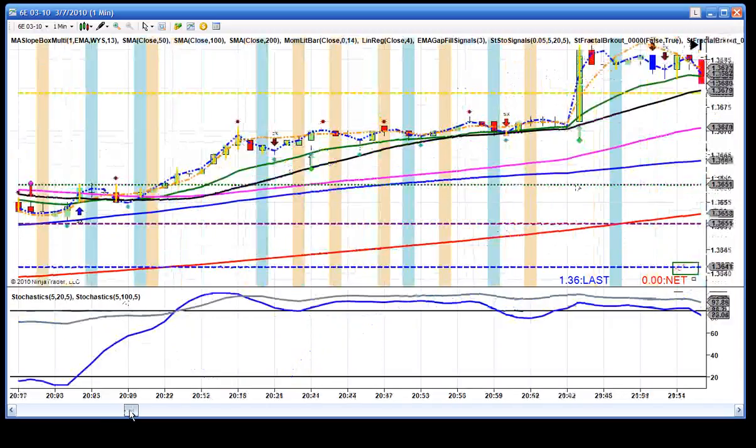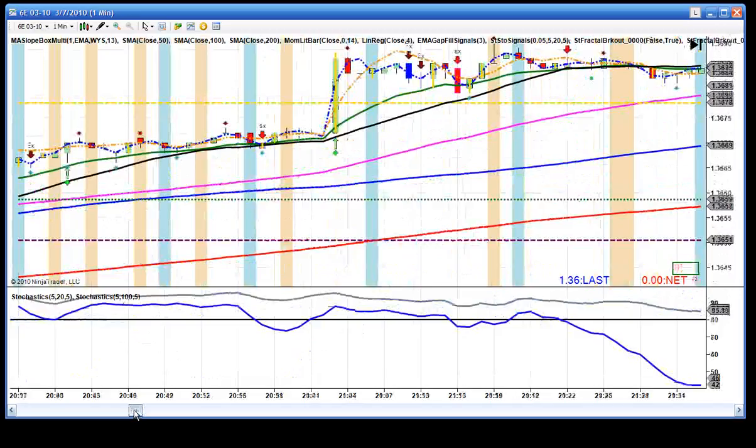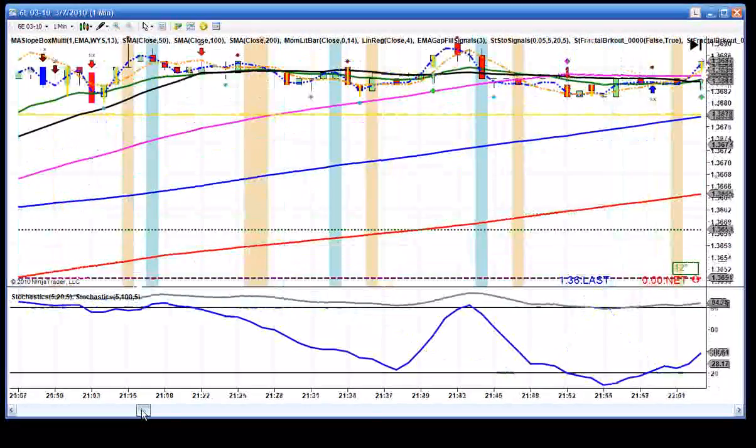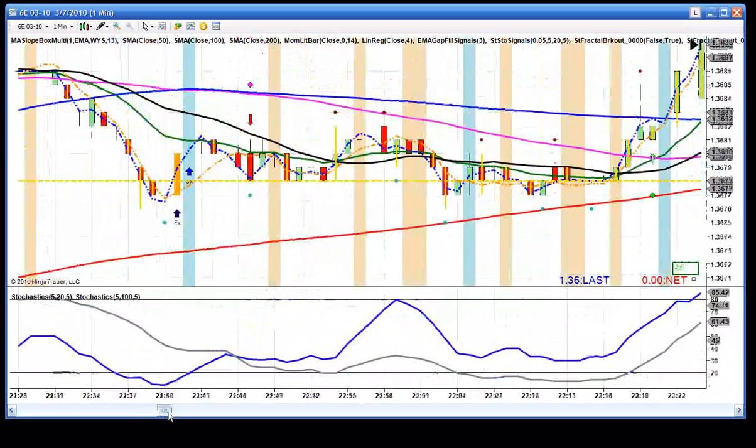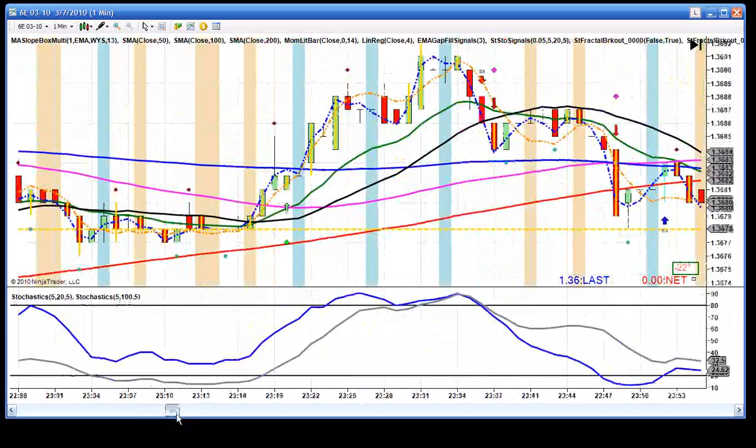Let's continue. As you can see, this is during the late hours of the night, so it just kind of stayed up. There weren't enough traders during this time frame to really change the direction of the market. So let's continue on to the next day.